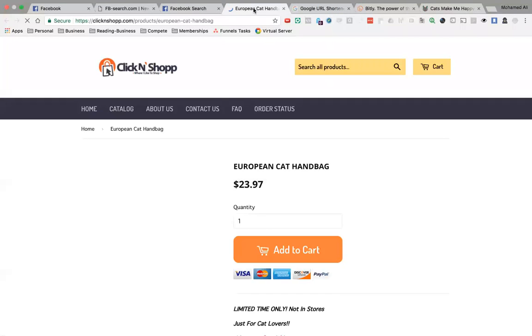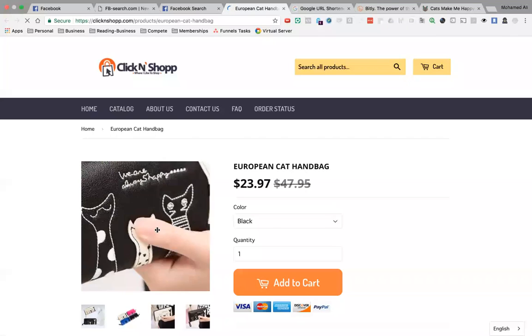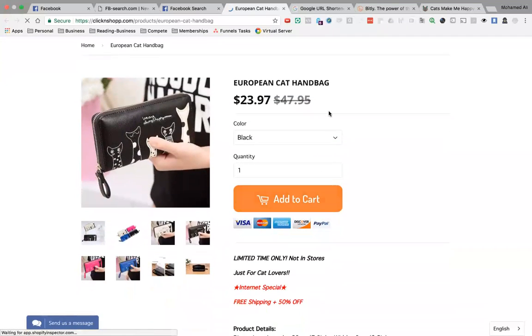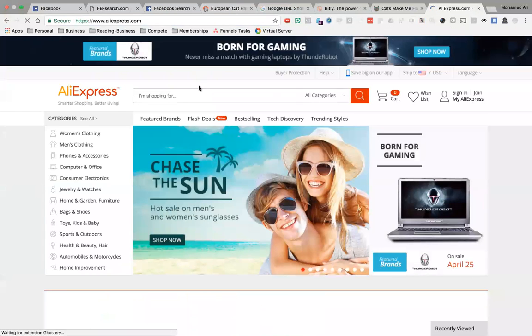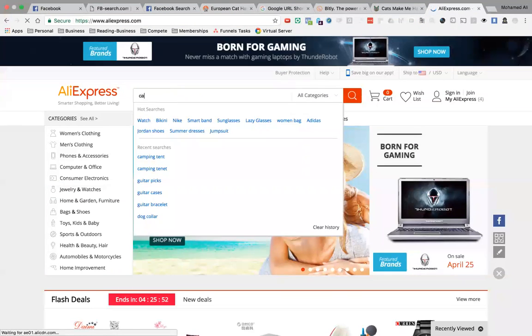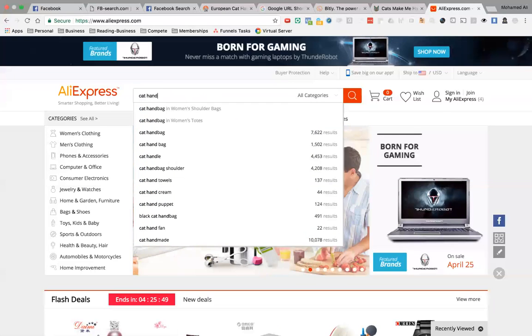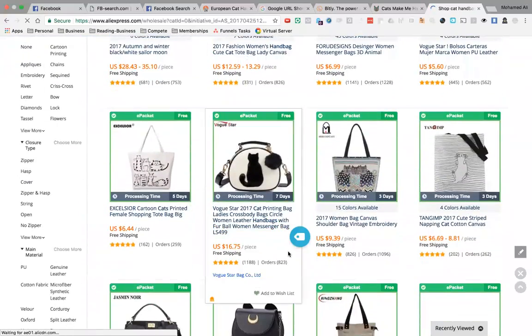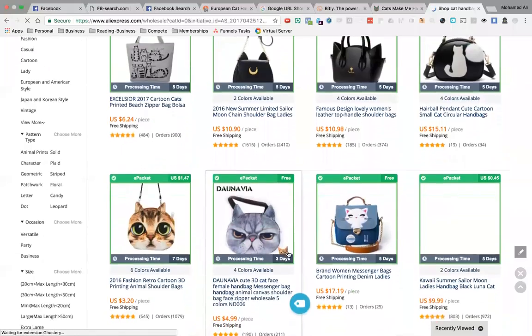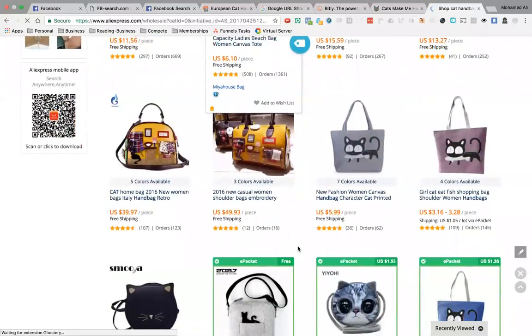So if we go, is this store open? Okay, you see this little purse. They're selling it for $23.97 for the European cat handbag. I love how they called it. So $23.97, right? What we are going to do is go to AliExpress and write cat handbag. And we're going to look for that exact same one, and hopefully we'll find it super fast. Hopefully that's what it's named.